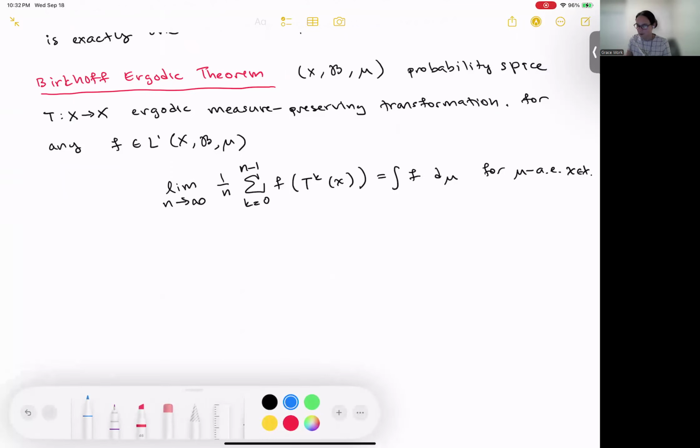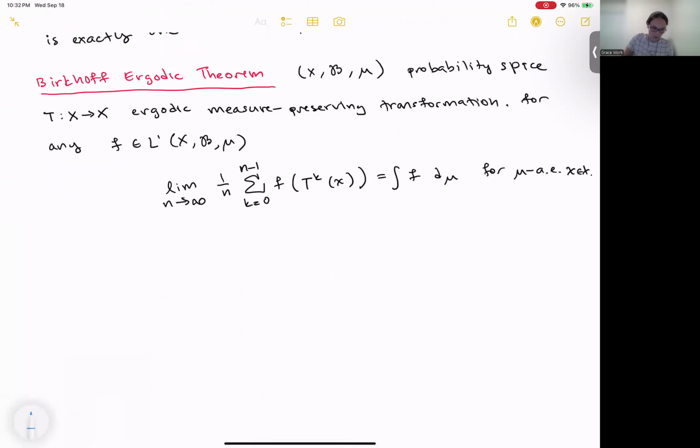And again, if we want to sort of say this theorem in words, we could say something like time averages converge to space averages.